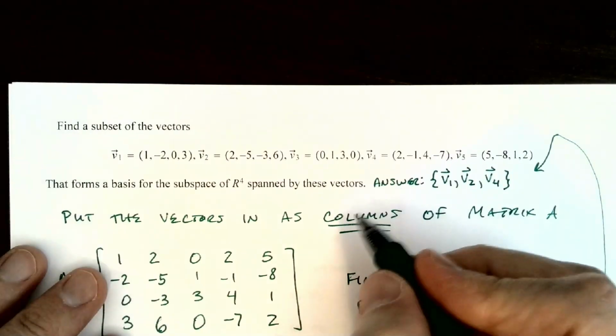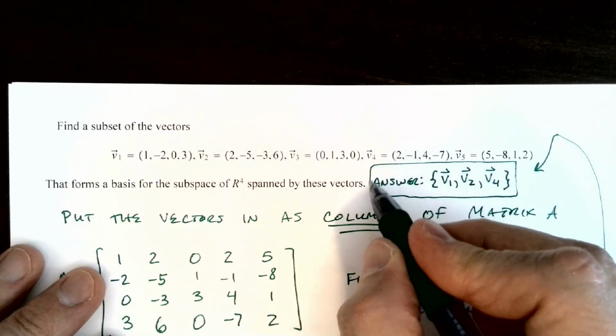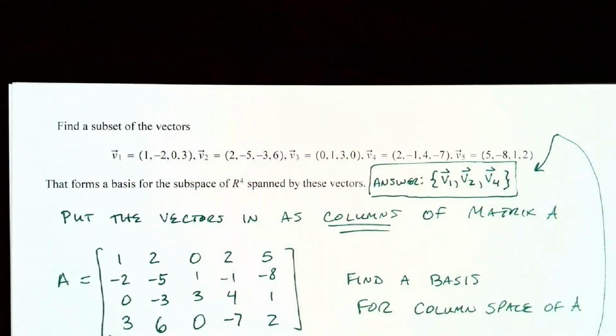And further, what else do we know? We know that the dimension of this subspace is what? 3. So it's a neat little useful tool. If we have a given set of vectors, we can find a basis for the subspace that they span.